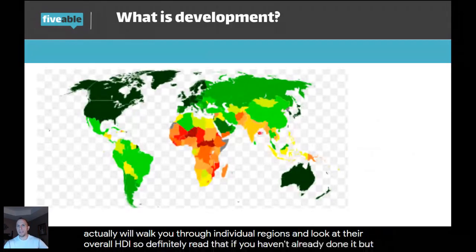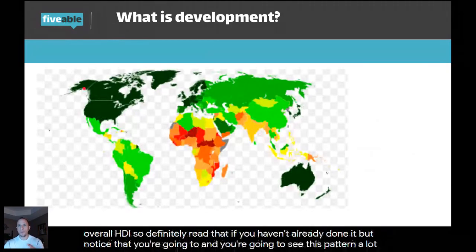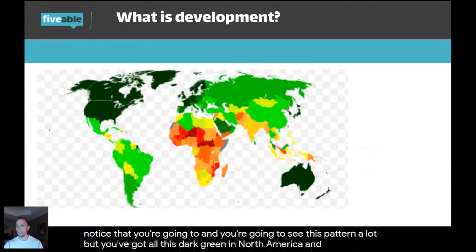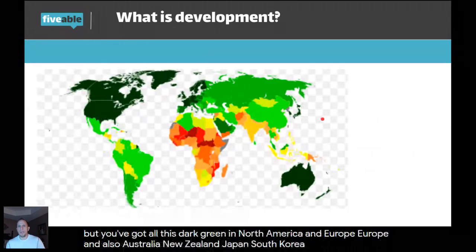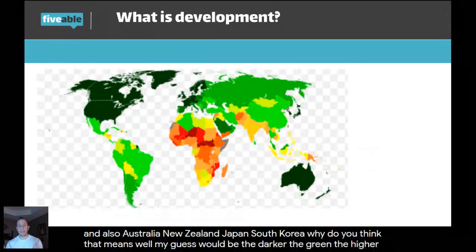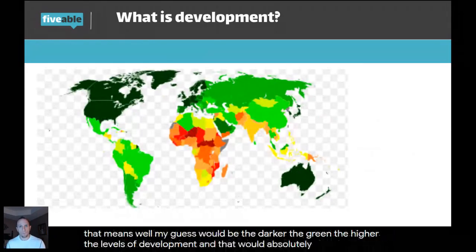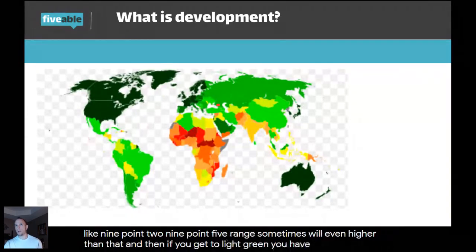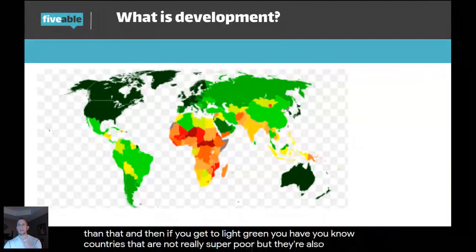But notice that you're going to see this pattern a lot. You've got all this dark green in North America and Europe, and also Australia, New Zealand, Japan, South Korea. Well, what do you think that means? My guess would be the darker the green, the higher the levels of development, and that would absolutely be correct, right? So on this map, the darker the green, the higher the levels of development. All those countries are going to be in the 9.2, 9.5 range, sometimes a little even higher than that. And then if you get to light green, you have countries that are not really super poor, but they're also not like United States rich.